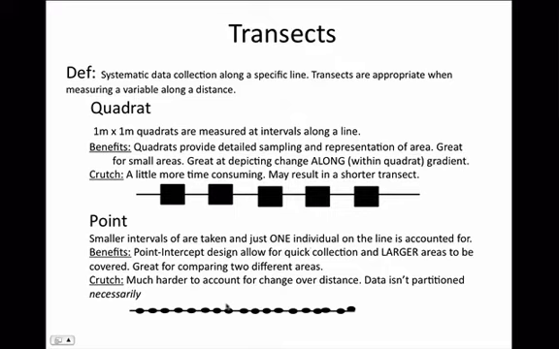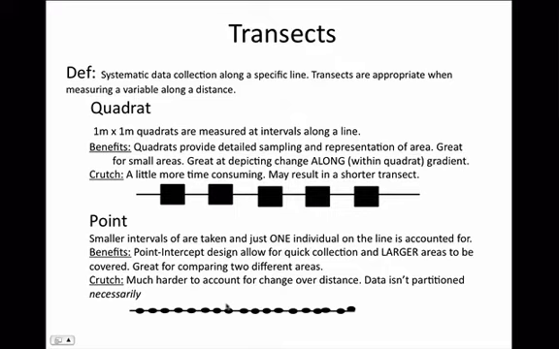The benefit of this method is that these quadrats provide detailed sampling along a representation of an area. And these are good for small areas because they are high in detail and you do move a little bit slower, but that's what you're going for. If you have a smaller area, you like to use quadrats so you can get a full representation of the species there. And again, the downside is that they're a little more time consuming and it may result in a shorter transect area that you may be carrying out.